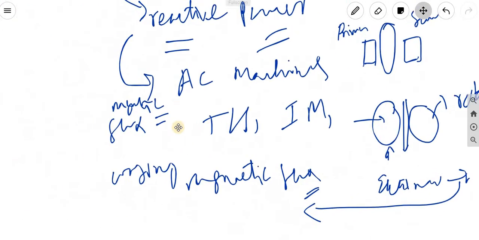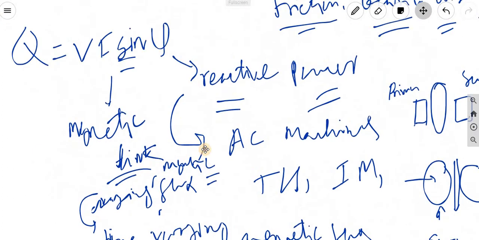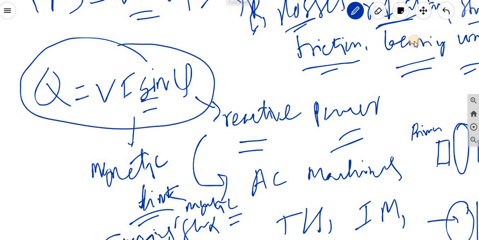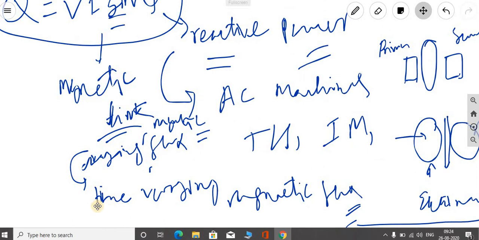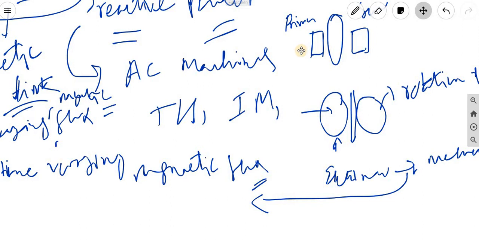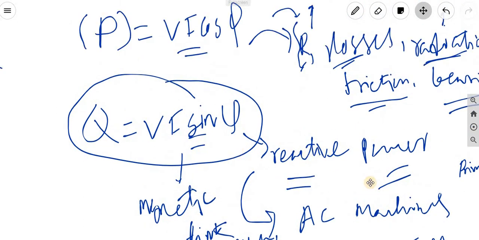That means you have to generate the time varying magnetic flux. That means for the magnetic linking, this would be usable. If the reactive power is not there, magnetic flux linking is not possible. That too, time varying magnetic flux links from primary circuits, whatever the domain. Suppose from first domain to second domain, you have to transfer the power. So in that case, this reactive power is used. This is the significant.